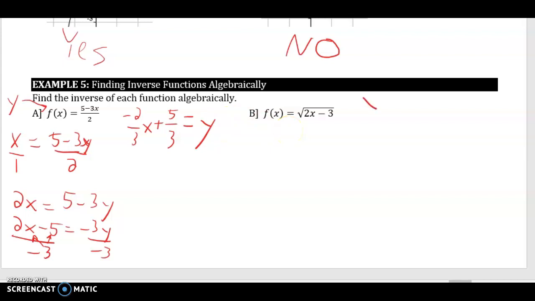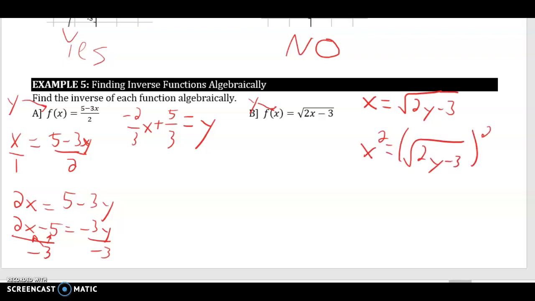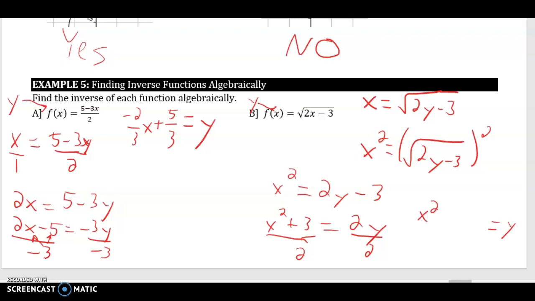Over here in letter B, we're going to say that x equals the square root of 2y minus 3. Again, I'm assuming that we have called this y first. So we've got to solve for y again. How do you get rid of a square root? Square both sides. Then you're going to get x squared equals 2y minus 3. Add 3 to both sides. And then divide by 2. So y is going to equal x squared over 2 plus 3 halves. You can also call it 1/2 x squared plus 3 halves. But there is your inverse.